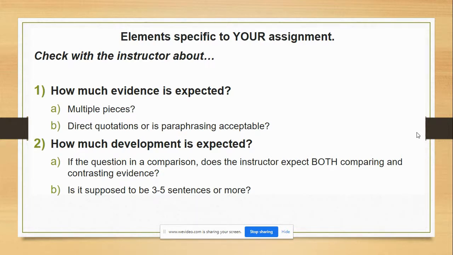Okay. So a few elements that may be specific to your assignment, and you might want to double check with your instructor. How much evidence is expected? Multiple pieces? Are direct quotations expected, or is paraphrasing acceptable? How much development is expected? A CER often sounds like 3 simple sentences. Does the teacher expect more? Multiple pieces of evidence would require multiple explanations. So is this more than a 5-sentence paragraph? If you're asked to write a comparison type paragraph, does the teacher expect to see both comparing and contrasting, or one or the other? A few details to just always double check with your instructor to make sure that you are meeting their expectations so that your writing skill can shine through for your success.